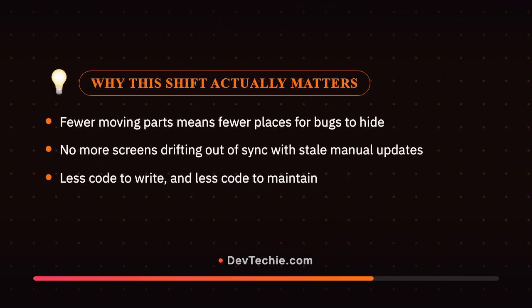So why does any of this actually matter beyond just being a different syntax to memorize? Fewer moving parts means fewer places for bugs to hide. In the old imperative approach, it was entirely possible for the screen to drift out of sync with the actual data, a label showing a stale number because some update call got missed somewhere in a long chain of manual refreshes. SwiftUI removes that entire category of bug by design because the screen is always just a direct reflection of the current state. Less code written, less code to maintain, and one less thing to debug at 2 in the morning. That's not a small convenience, that's a fundamentally different relationship between your data and your interface.